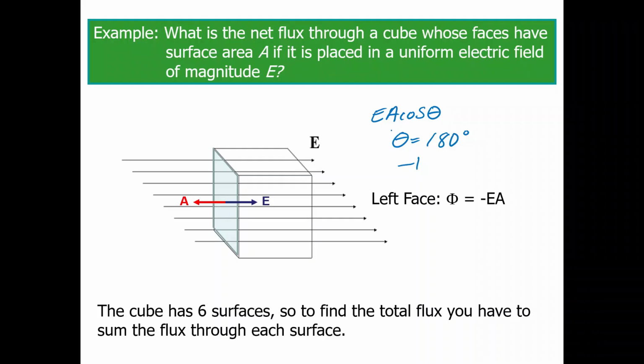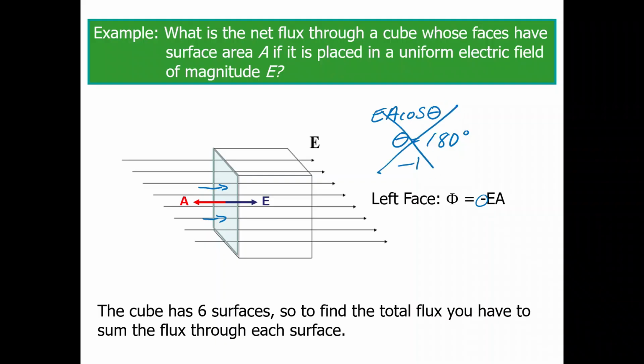So our EA is going to be negative. That also makes sense because on this face, my field lines are entering. So do I really need to calculate the cosine of 180 degrees? No.